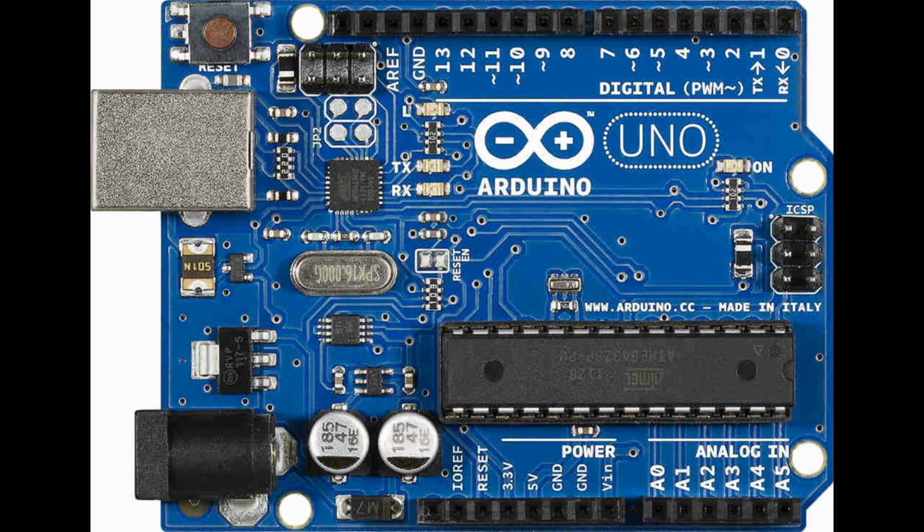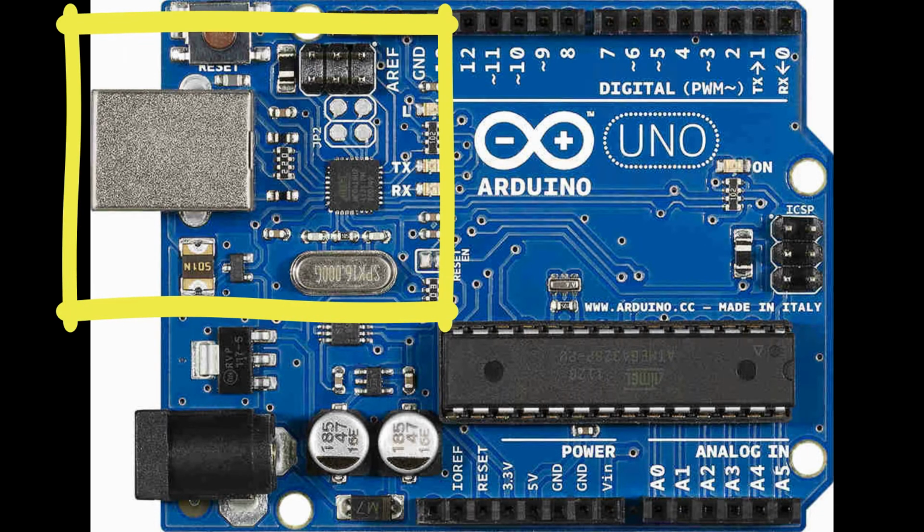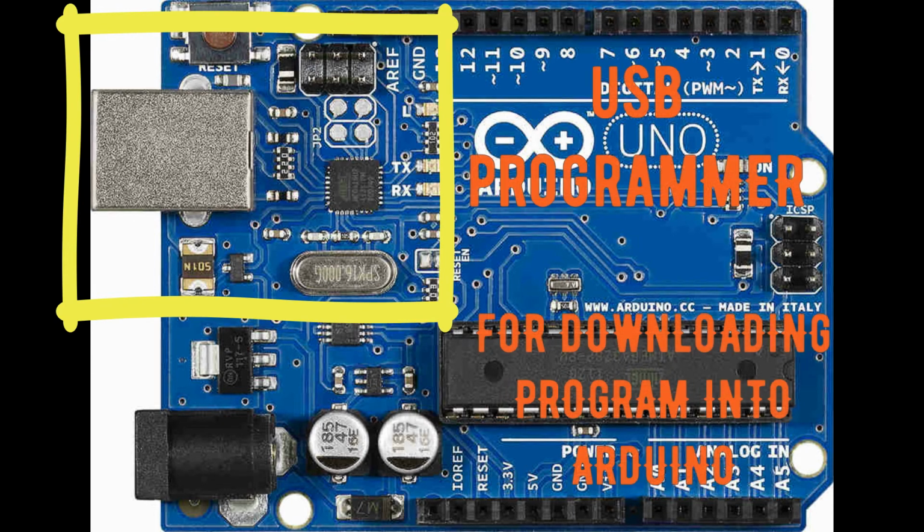Moving to the next section. This is the programming circuit. Whatever program we write in software, this circuit transfers that program into our Arduino.